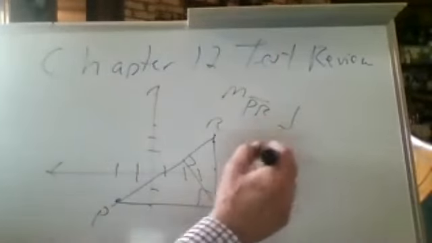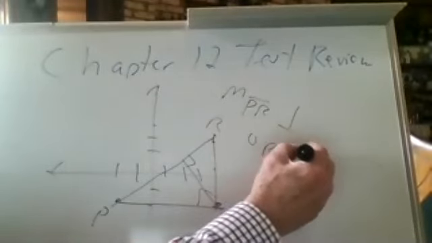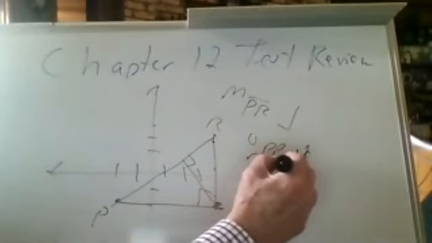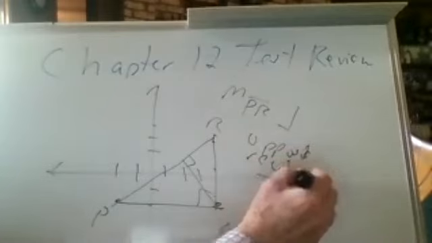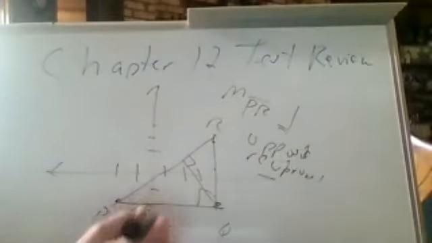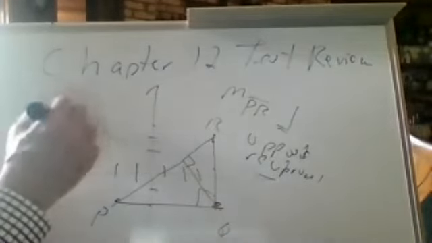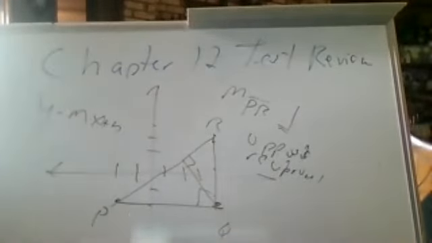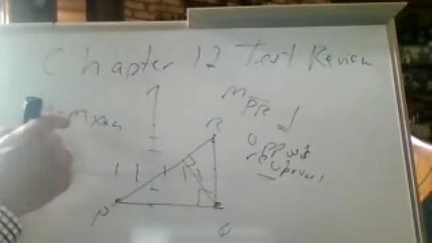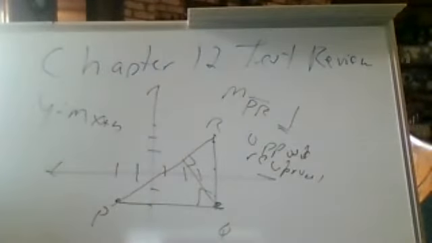Altitude is perpendicular, so I need the opposite reciprocal of whatever I get for this slope. And then I use this point and write y equals mx plus b. Plug in the coordinates of point Q, plug in the slope, and then write my equation, okay?